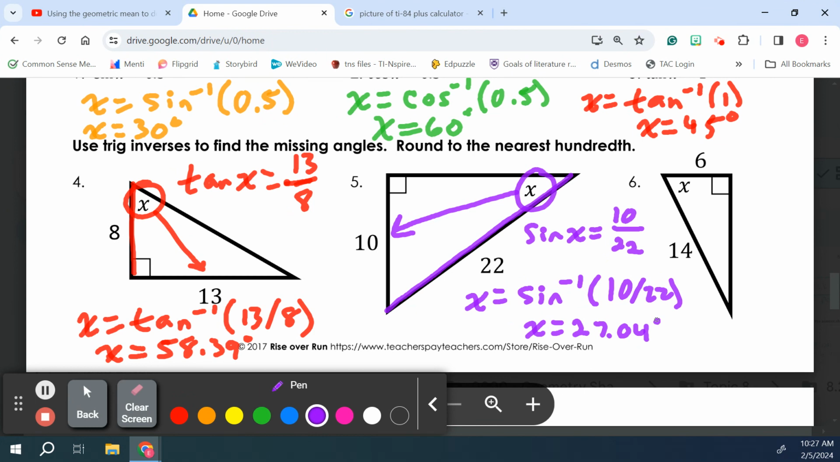Whoever goes up and shows me and explains what you did will get an extra credit point on your next test. If I have to show it, there will be no more extra credit for this topic. Friday. I think the extra credit point would be worth about 3 or 4%.